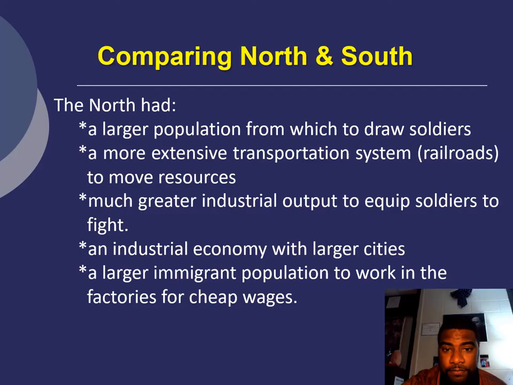Moving forward. All right, comparing the North and South. The North had a larger population to draw soldiers from. They had a more extensive transportation system with the railroads to move more resources. They had much greater industrial output to equip soldiers to fight. And they had an industrial economy with larger cities. And lastly, they had a larger immigrant population to work in the factories for cheaper wages.